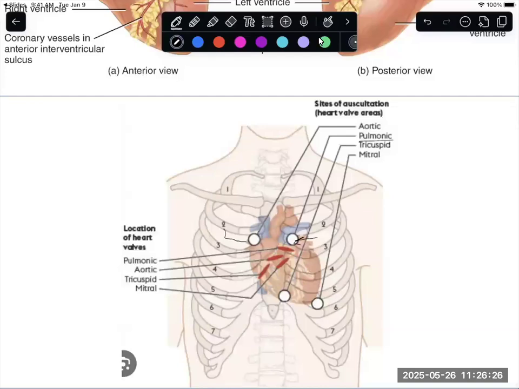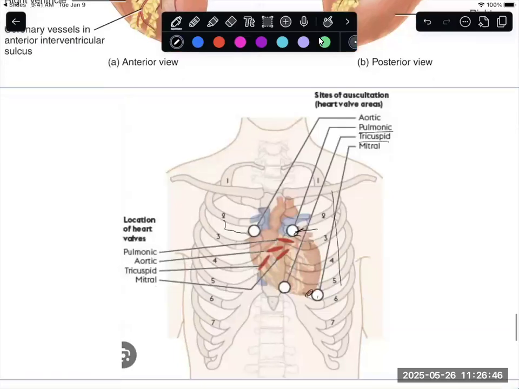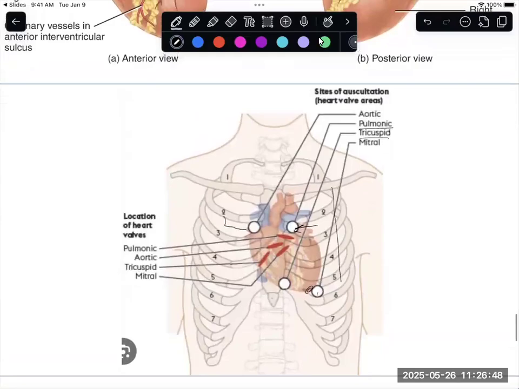Now, if we come all the way down, where the last set of cartilage comes and attaches to that sternum is where we get that tricuspid, and then that mitral, as I mentioned, is in that apex. So it's usually that fifth intercostal space. It's usually pretty close to midclavicular. Middle of that clavicle, follow it down. So this is just a really nice picture that shows that.